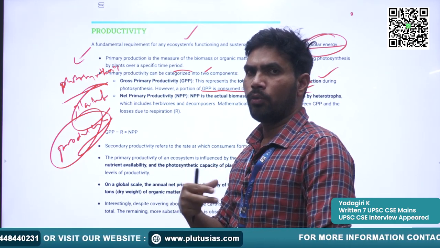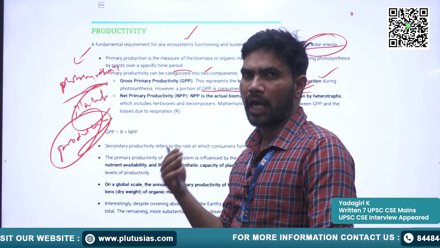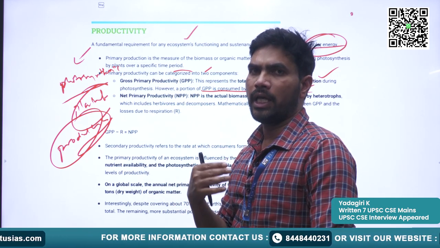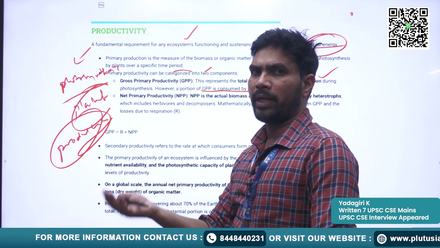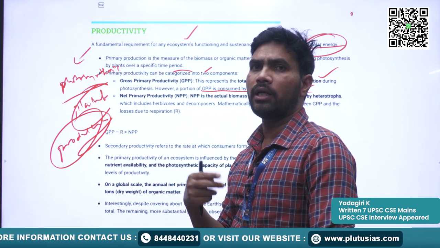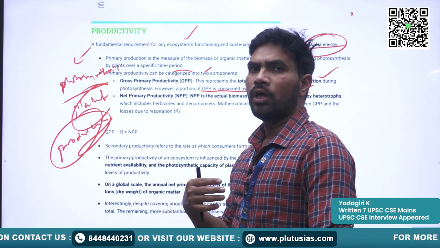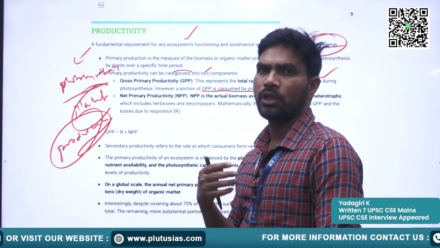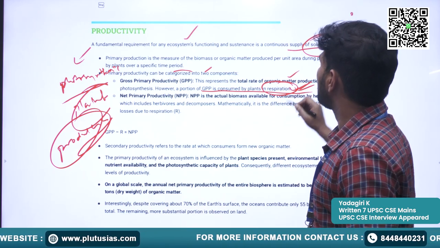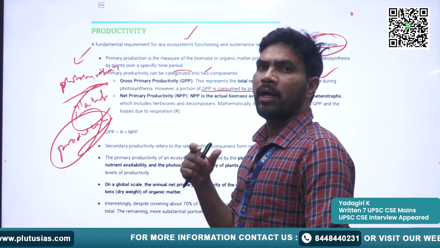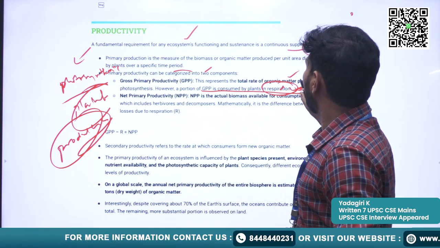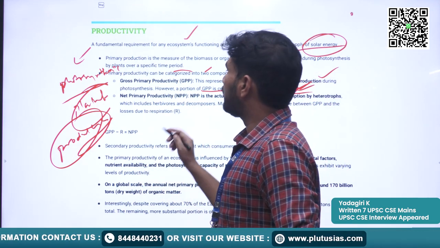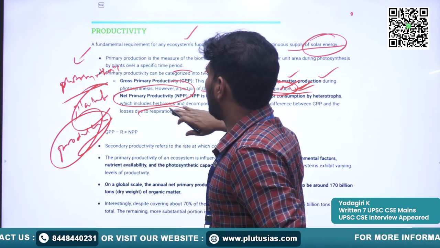So we human beings, or for that matter all the animals, are dependent on the respiratory process for getting the energy to break down whatever food we have taken. So we get our energy through the respiratory process. For plants also, some energy is spent on the respiratory process. When that happens, the concept of net primary production comes.